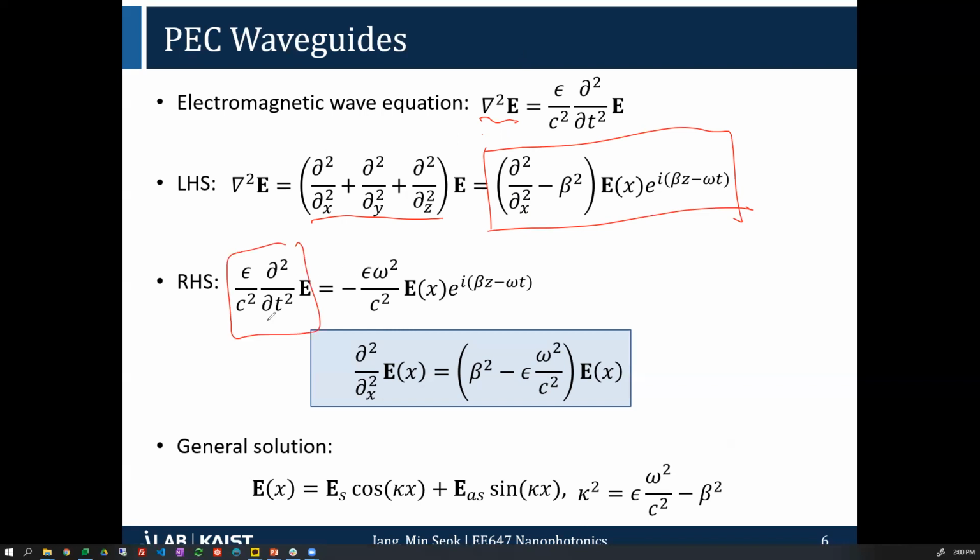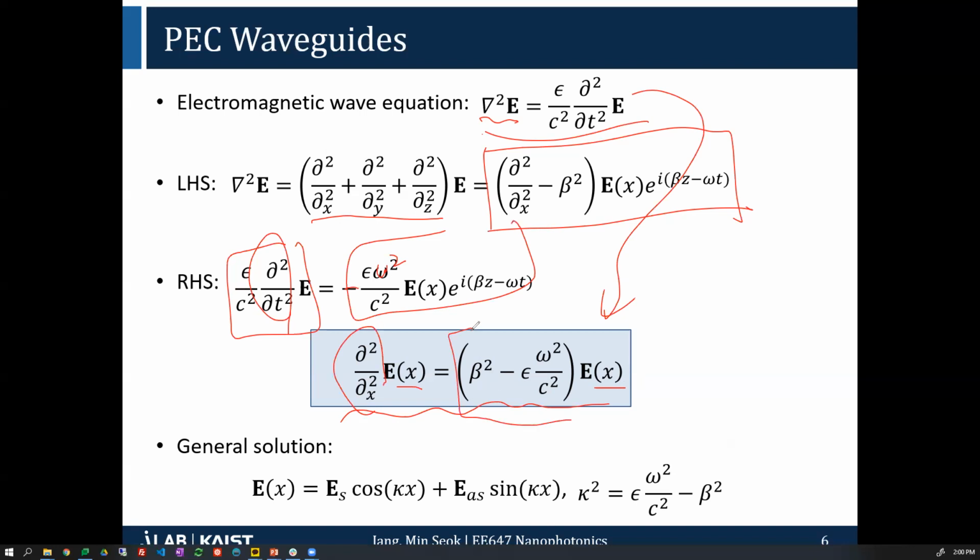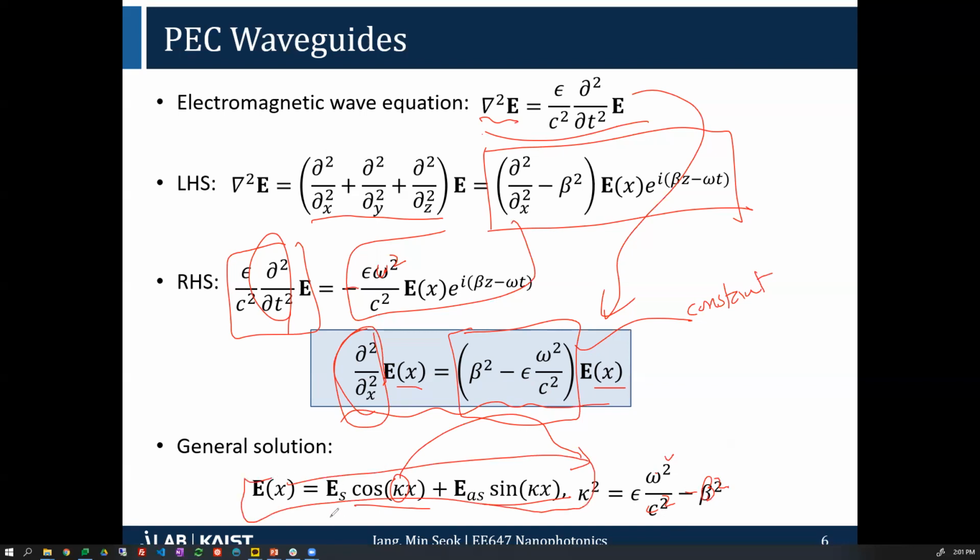On the left hand side, as I said, the second order derivative of time becomes minus omega squared. So this equation can be simplified like this. Very easy, right? Now if you solve this equation for x, here everything is constant, it doesn't depend on x, and here you only have a second order derivative. In this case the solution is obvious: just cosine and sine. This is the general solution, with kappa being the square root of epsilon omega squared divided by c squared minus beta squared. So what we need to do is to determine the coefficients and kappa.